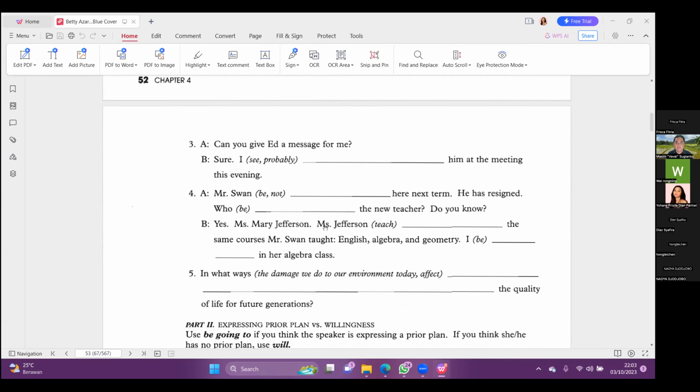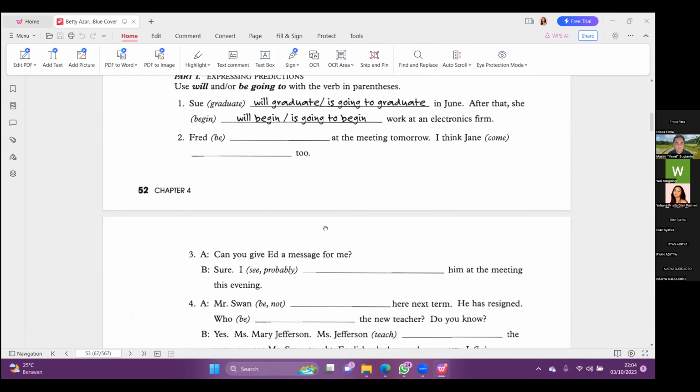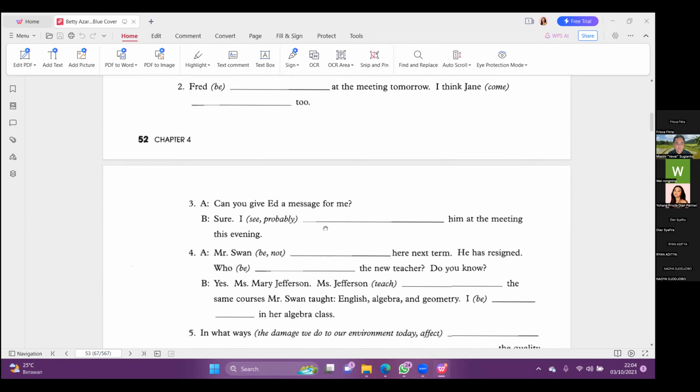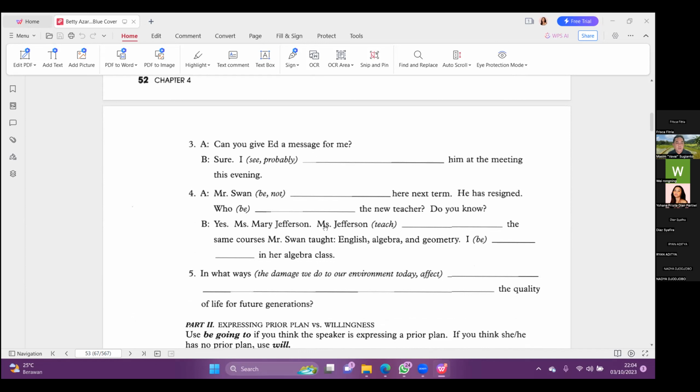Number 4, Mr. Swan will not be here. Will not is won't be. Yeah, Mr. Swan won't be here. Who will be the new teacher? Who will be the new teacher?